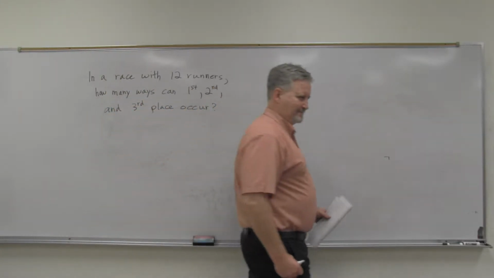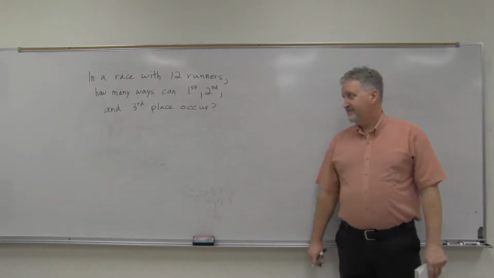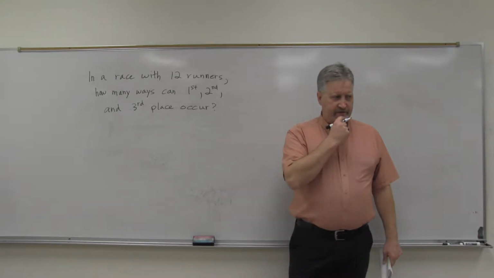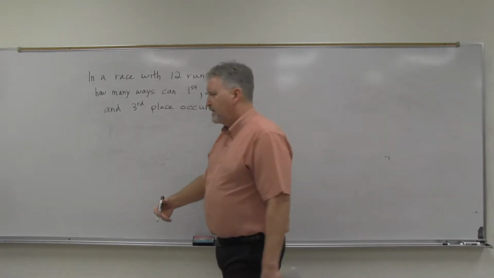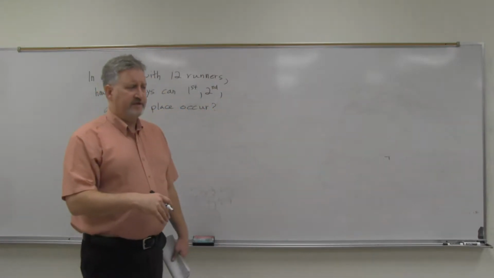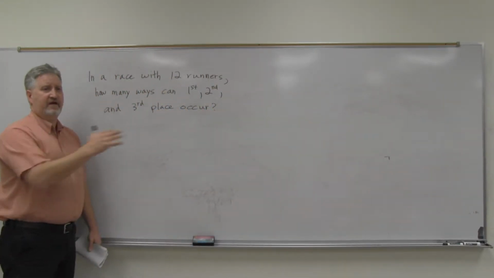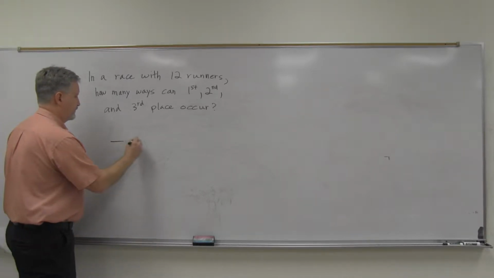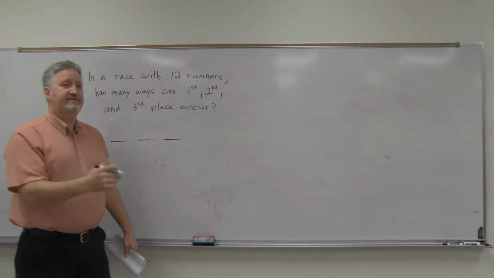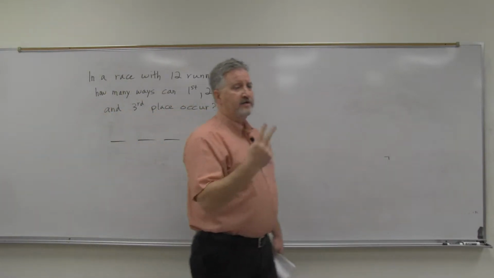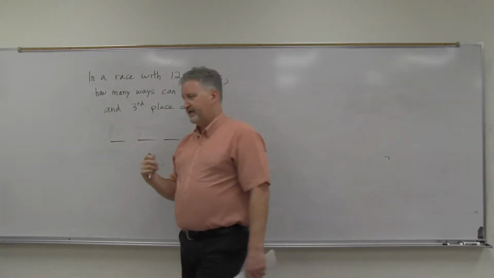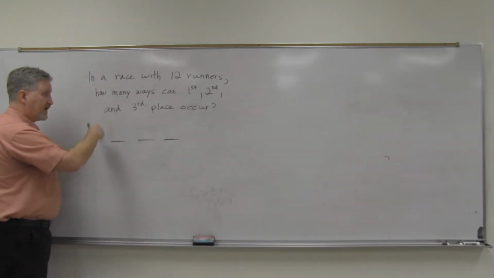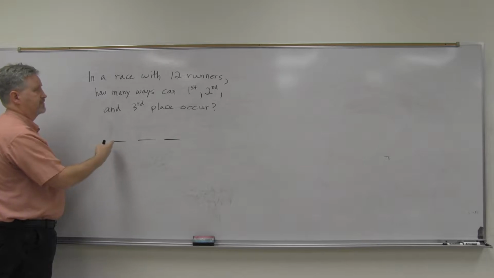All right, next one. We've got 12 runners. How many ways can first, second, and third place occur? This one's different than the one we considered a second ago, because now we're just doing first, second, and third place. So how many blanks? Just 3 blanks, right? I'm not going to do all places, just first, second, and third.